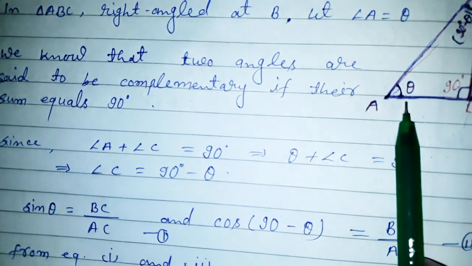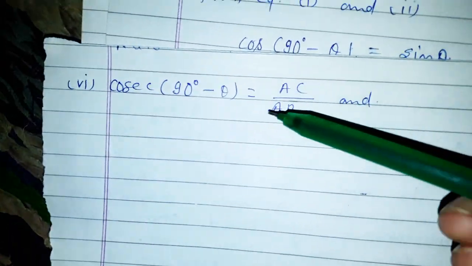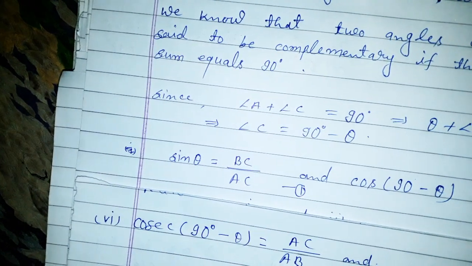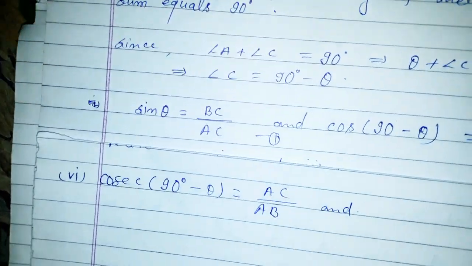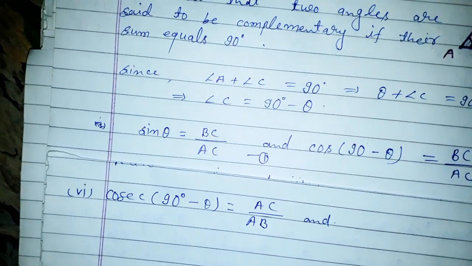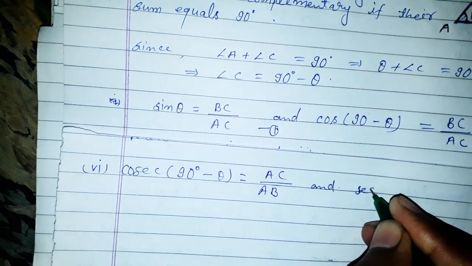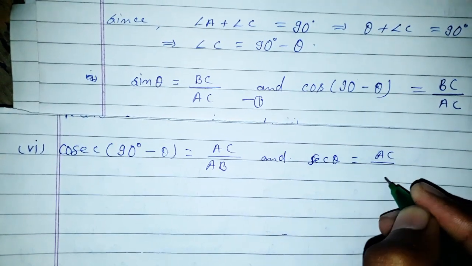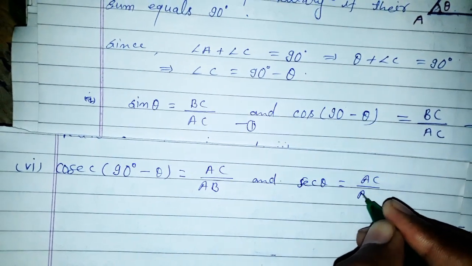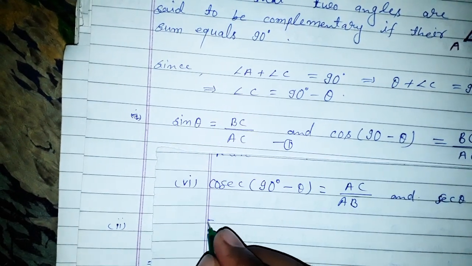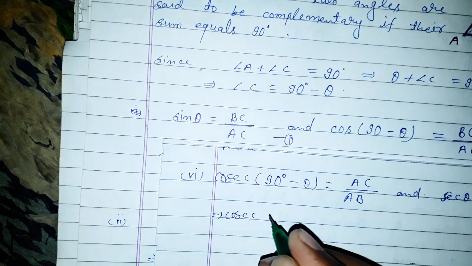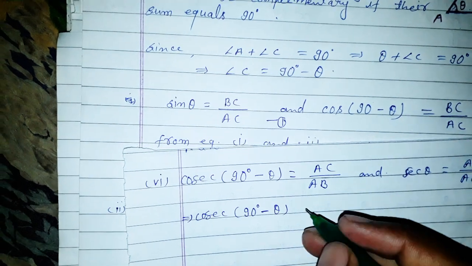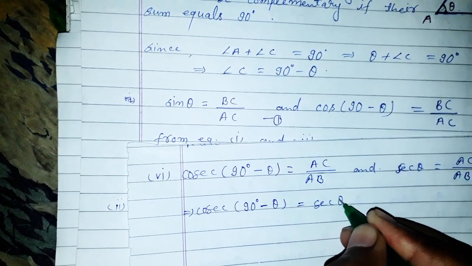With respect to angle theta, what is this ratio? AC is the hypotenuse and AB is the adjacent side. So hypotenuse upon adjacent side is sec theta. This means sec theta is AC upon AB, which implies that cosec(90 minus theta) is equal to sec theta.